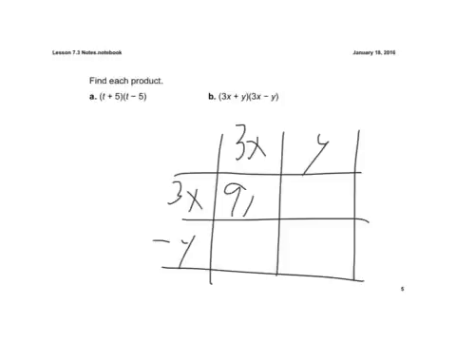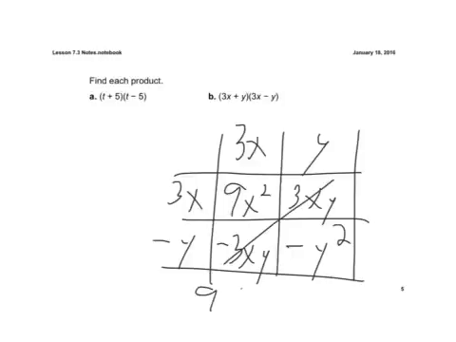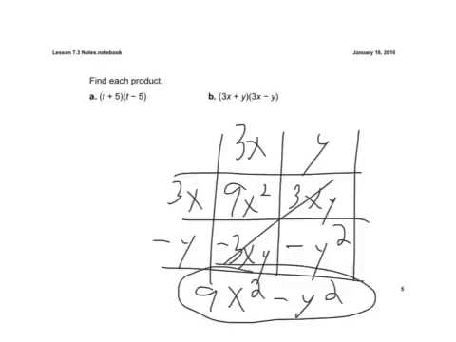So this is 9x squared. I have 3xy. Here I'd have negative 3xy. And here I'd have negative y squared. Because again, negative times a positive is a negative y squared. Those cancel out. So my final answer is 9x squared minus y squared. Which again, if you notice, is a difference. Difference means subtraction of two perfect squared terms.